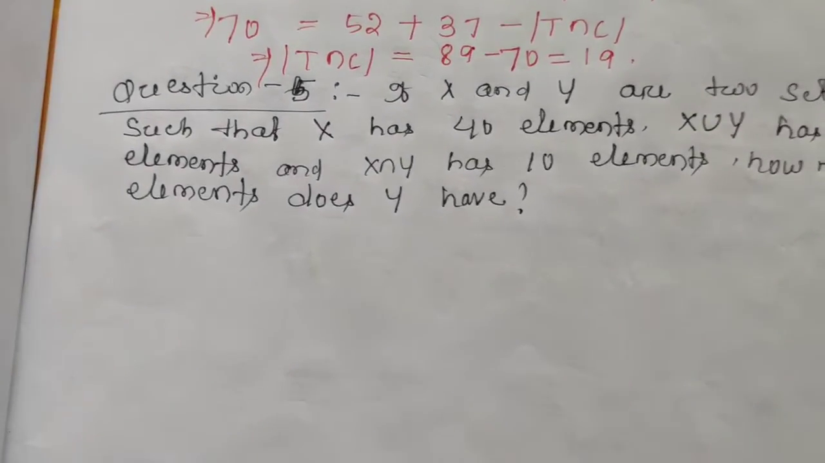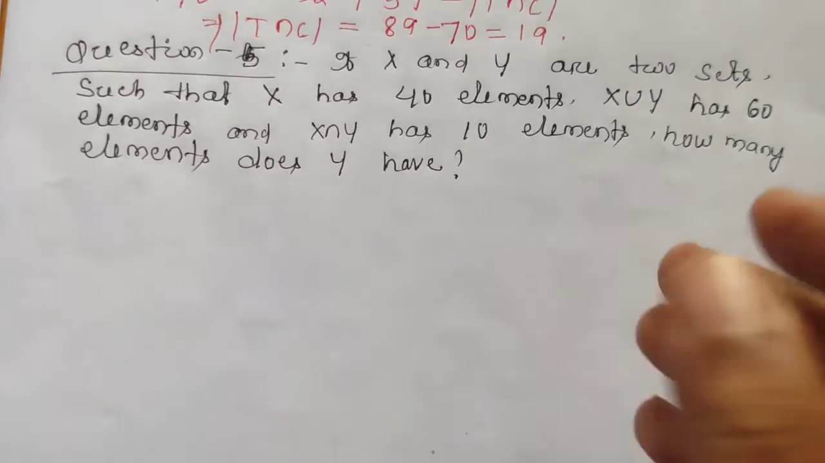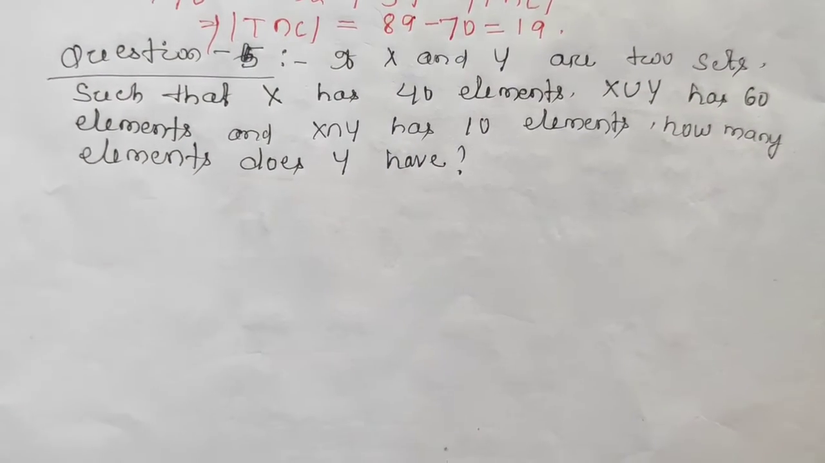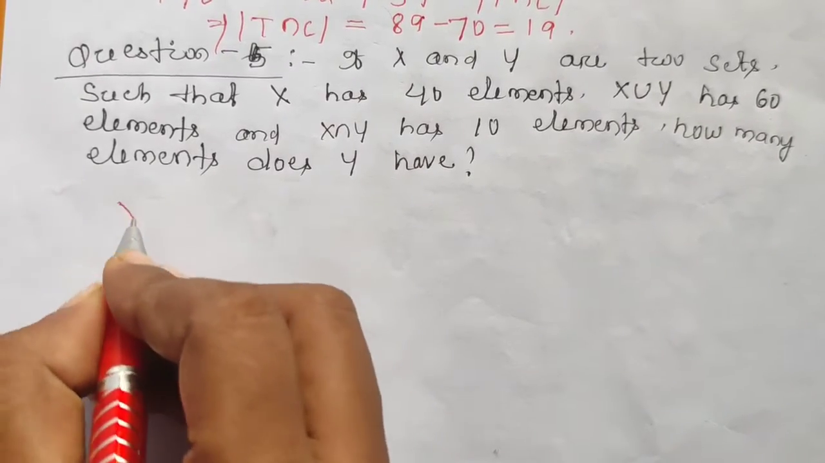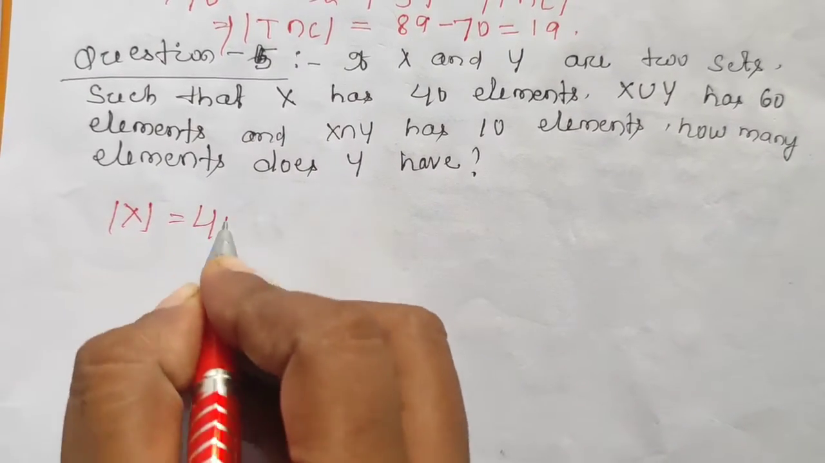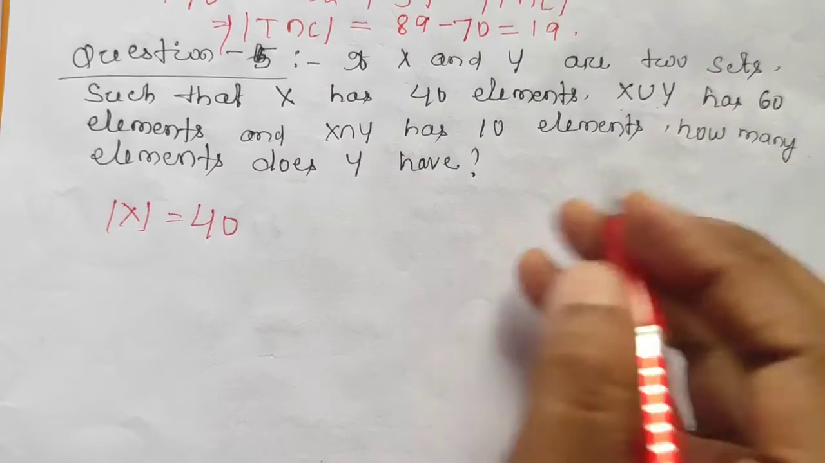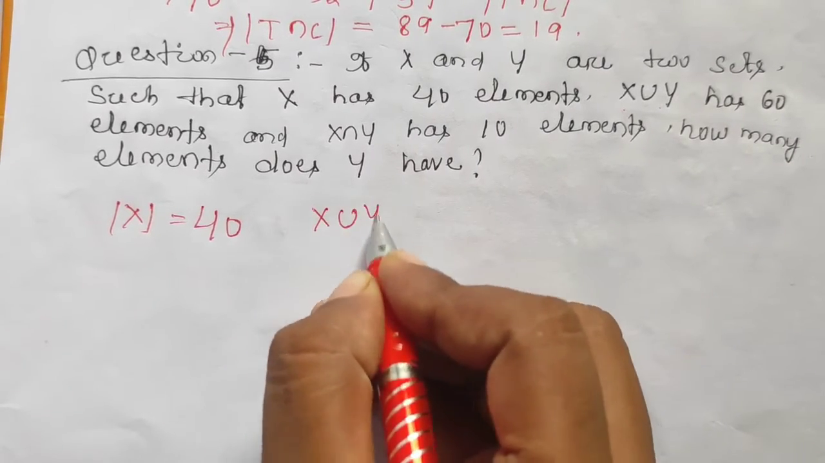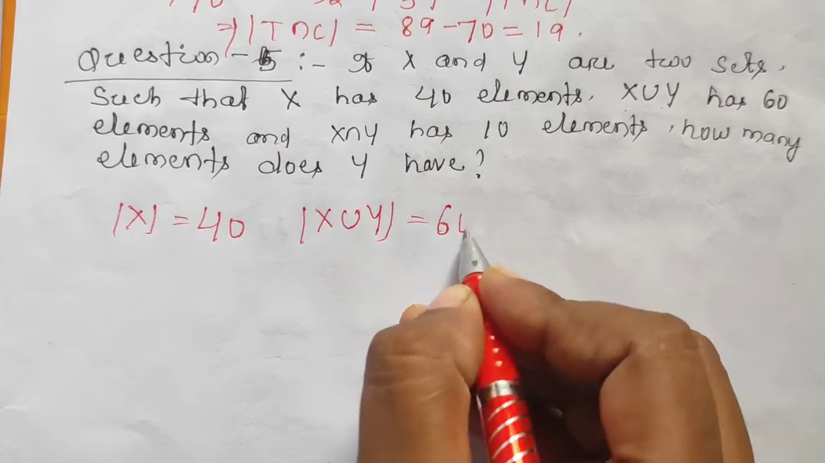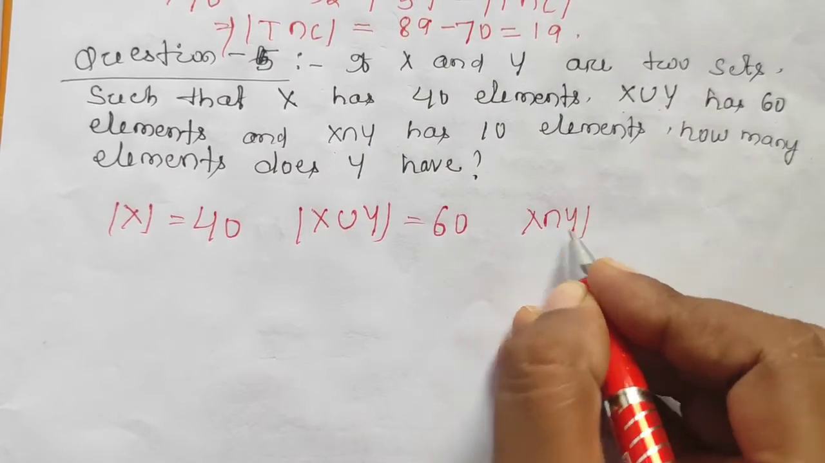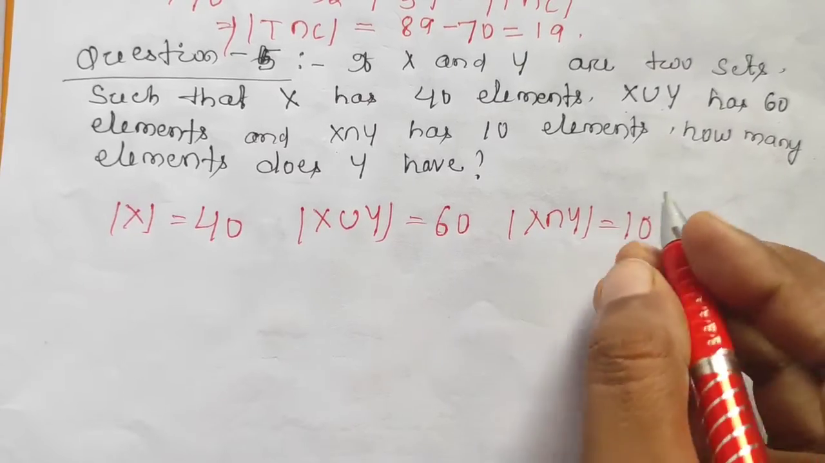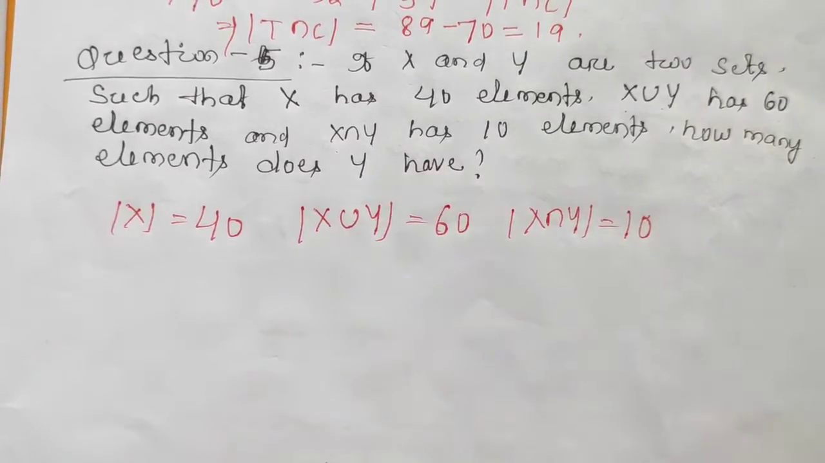Next, question number 5. If X and Y are two sets, so that X has 40 elements, X mod is equal to 40. X union Y has 60 elements, X union Y mod is equal to 60. X intersection Y has 10 elements, X intersection Y mod is equal to 10. How many elements does Y have?